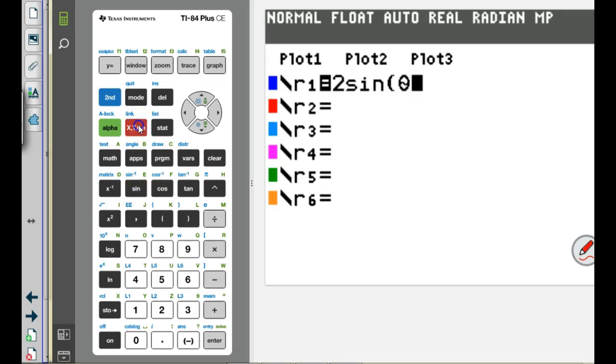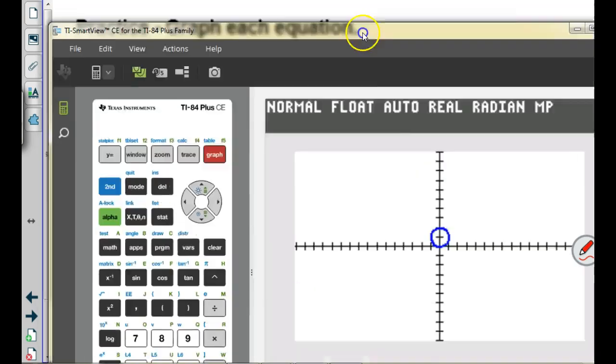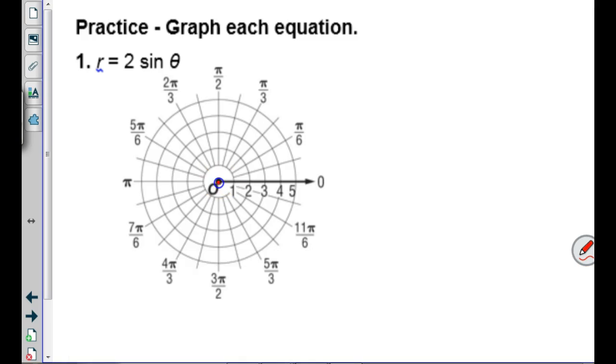2 sine theta, was that all it was? Okay. It's actually a circle. Notice the symmetry. Did it go up to 2, guys? So it was a circle here. It has y-axis symmetry, and it had the word sine in it. Okay, that's going to be important.